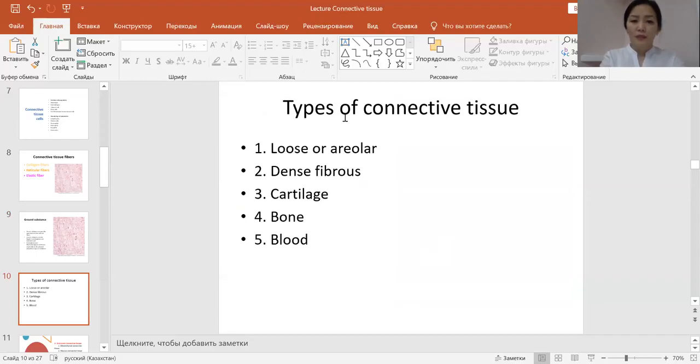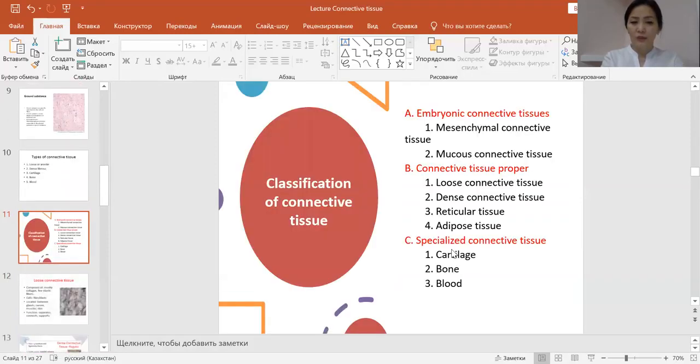In the human body, we can find these five main types of connective tissue. First one, loose or areolar connective tissue. Second one, dense fibrous connective tissue. Next, cartilage, bone, and blood.